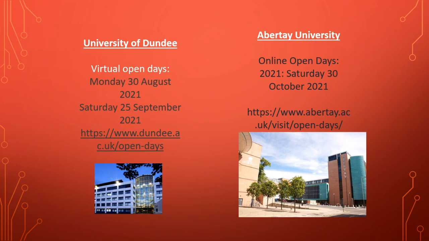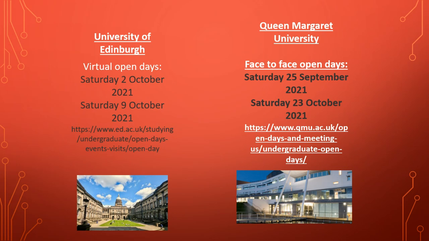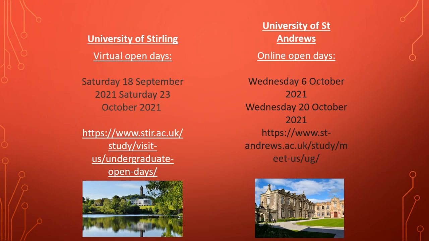Then moving down Scotland, we have University of Dundee and Aberdeen University. And all the universities obviously are offering similar and yet quite different courses. So it is really important to investigate all the different ones available. And then down to the central belt, over the west, we have University of Strathclyde and University of Glasgow. And then over the east, we have University of Edinburgh, Queen Margaret University. And also in the middle there, we have University of Stirling and the University of St Andrews.